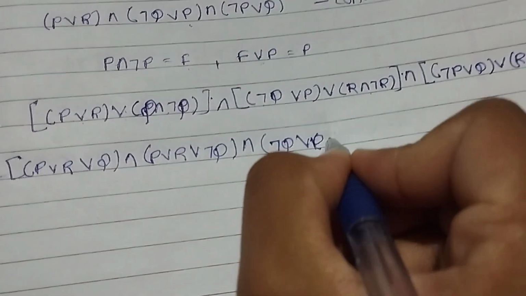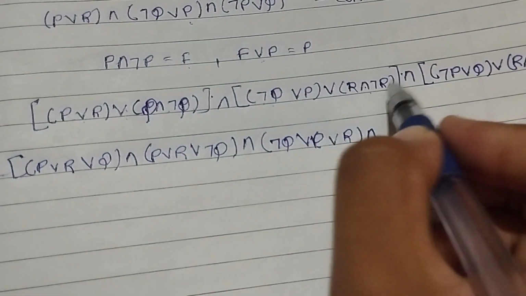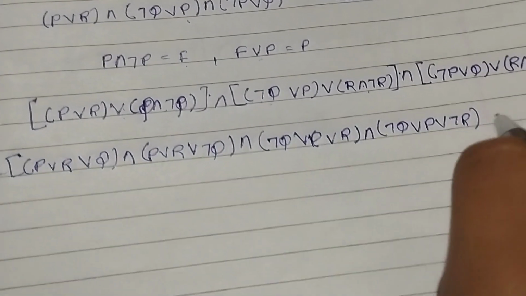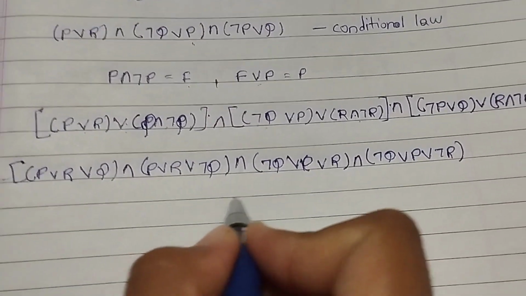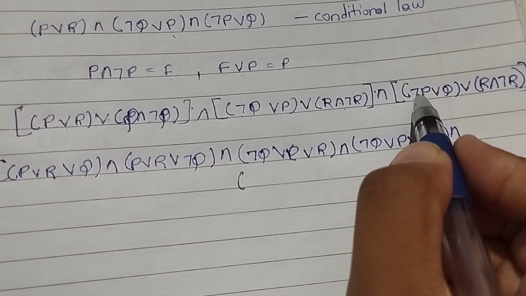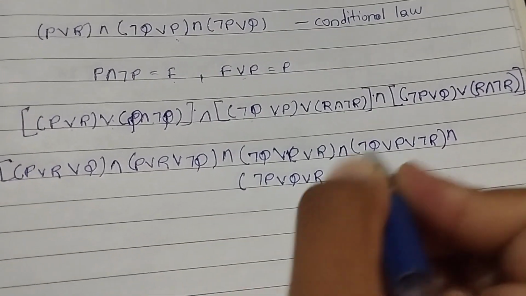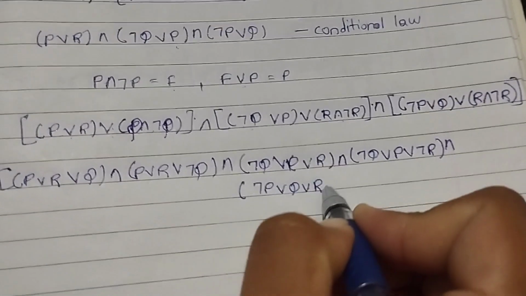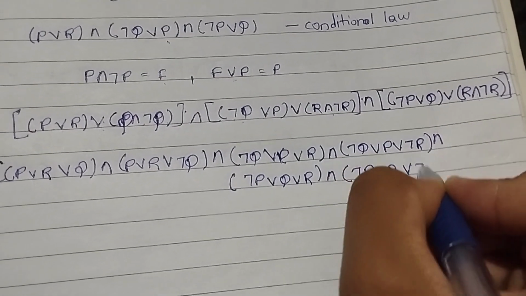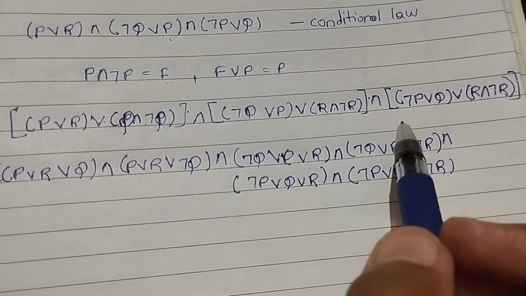So negation Q or P or R and negation Q or P or negation R. Now we solve the third bracket: negation P or Q or R, and negation P or Q or negation R. Here we use the distributive law and solve the whole equation.